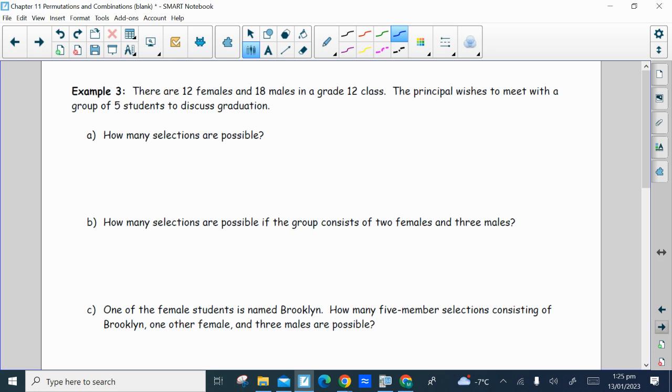So this next example, again, a common type that shows up on the diploma exam. There are 12 females and 18 males in a grade 12 class. Principal wishes to meet with a group of 5 students to discuss graduation. How many selections are possible? See, they're not filling any specific roles. They're just all sitting on this same committee. So there are 30 kids to choose from, and he wants to choose 5. So it'll be 30C5.